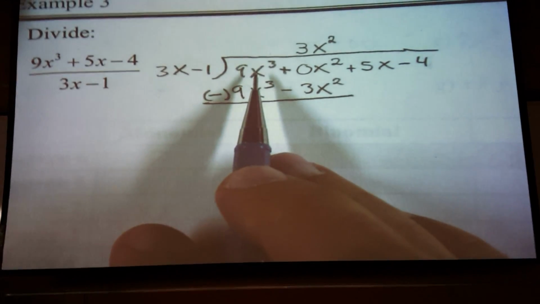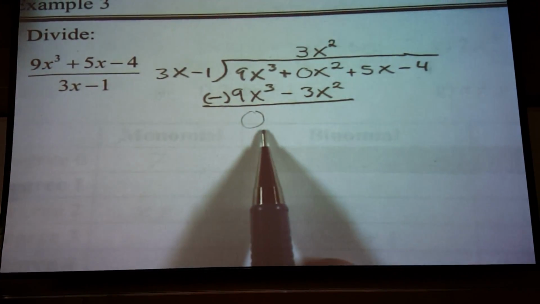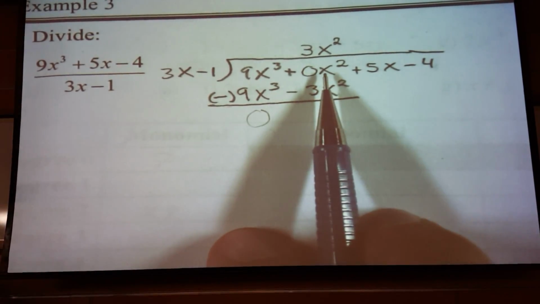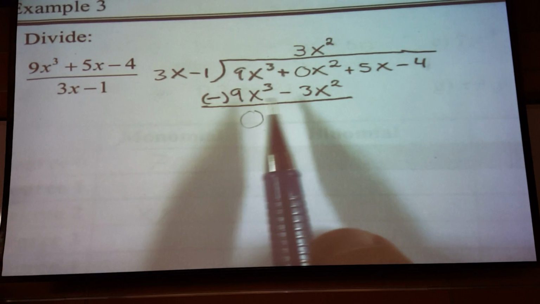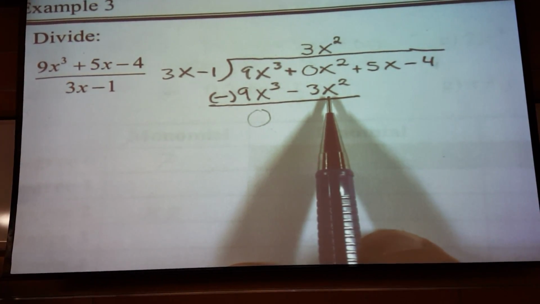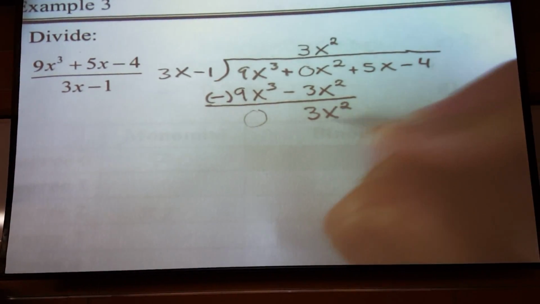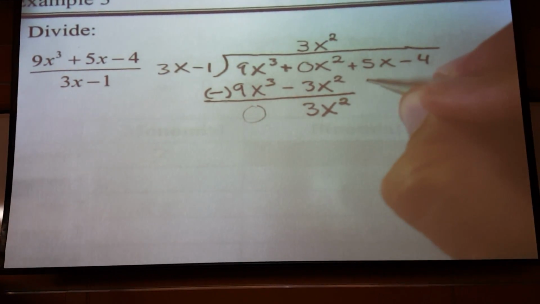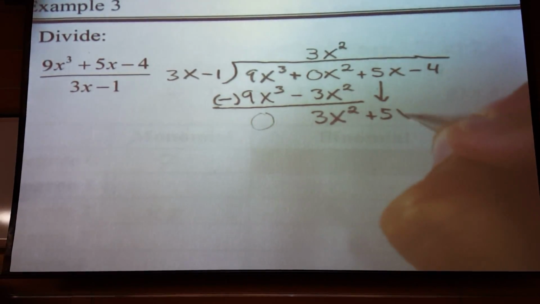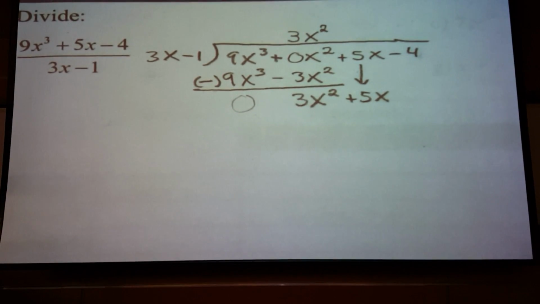Now, 9x to the third minus 9x to the third is going to be a 0. Every time that first result there should turn out to be a 0. Then, 0x squared minus negative 3x squared gives me what? Positive 3x squared. Subtracting a negative. Good. And then, as in 4th grade, bring down the plus 5x. And repeat. So this is that point where the process repeats.